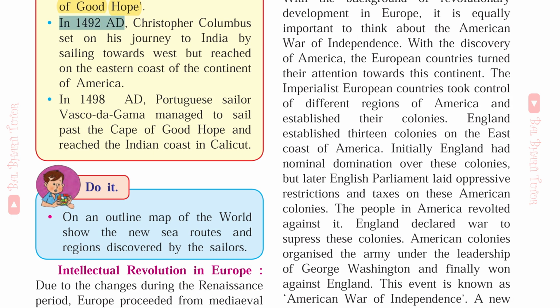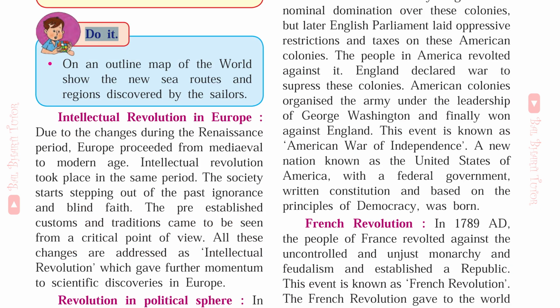In 1492 AD, Christopher Columbus set on his journey to India by sailing towards west, but reached on the eastern coast of the continent of America. In 1498 AD, Portuguese sailor Vasco da Gama managed to sail past the Cape of Good Hope and reach the Indian coast in Calicut. Do it. On an outline map of the world, show the new sea routes and regions discovered by the sailors.